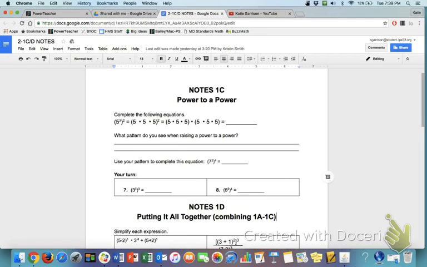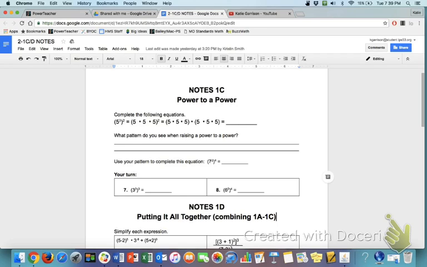All right, we are ready for notes over 1C, which is power to a power. And then we're going to go ahead and combine notes 1D at the bottom to this video also, because after this last section you should be ready to put it all together. Okay, so for the first one, 5 cubed and then that whole thing is raised to the second power.